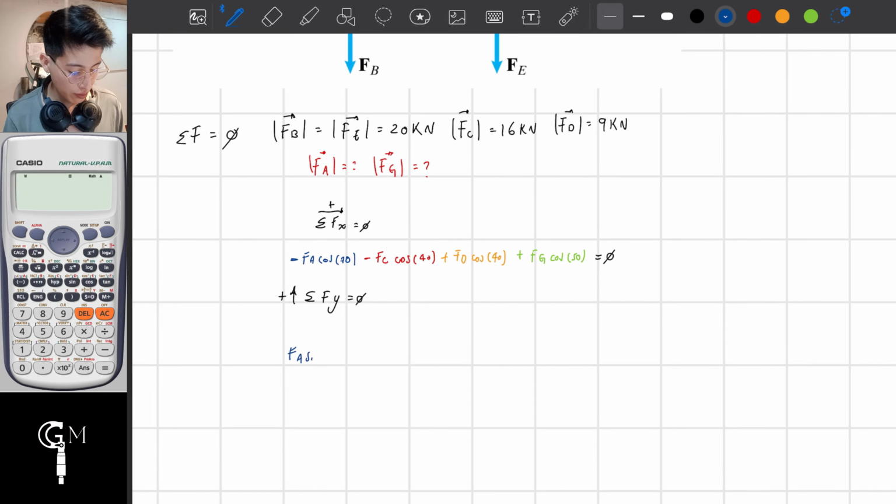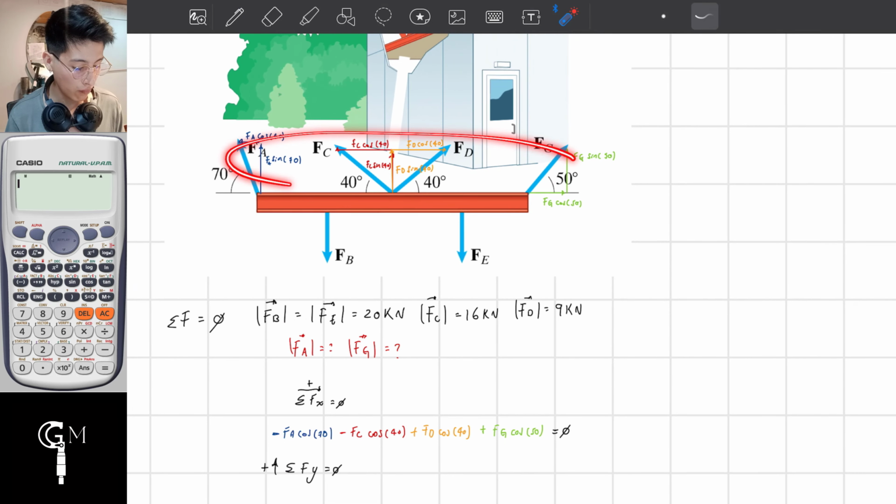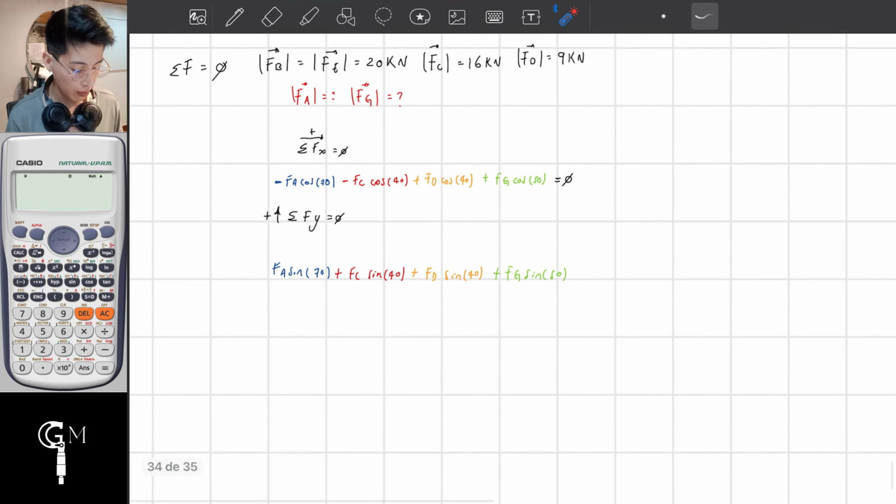FA sine of 70 plus FC sine of 40 plus FD sine of 40 plus FG sine of 50. Notice that all four are pointing towards this direction, which means that I'm going to take positive.